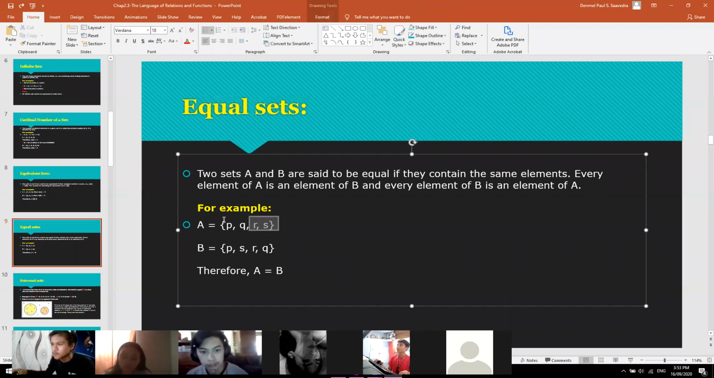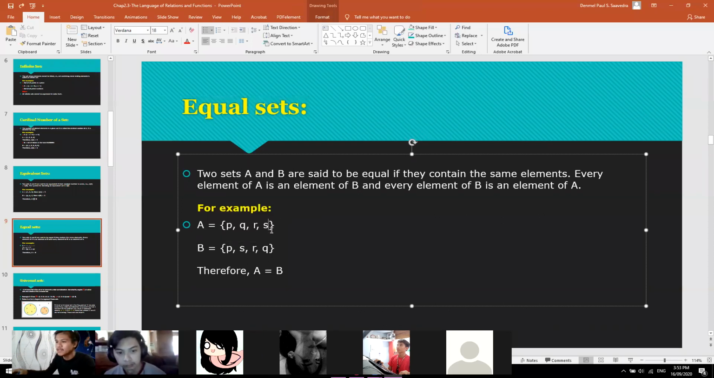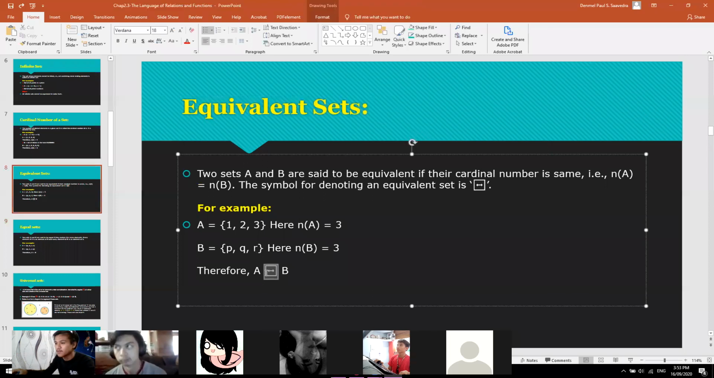Just like this one. Okay, so we have P, Q, R, S, and then P, S, R, Q, which are just the same. Nagkabaliktad lang yung R at saka S natin, at saka yung P din pala, yung Q, Q. Okay, so therefore, A is equal to B. So take note, ito yung symbol ng equal natin. Okay, for equivalent, ito yung symbol.